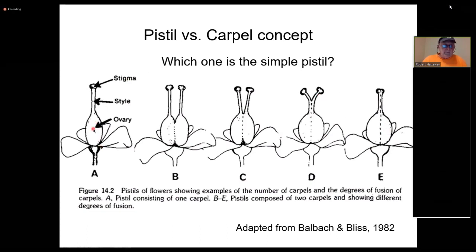This is a pistil made up of 1 modified leaf or 1 carpel. This is a pistil on the outside, but it's really made up of at least 2 carpels in this drawing. Okay, so what you see on the outside is not what you see on the inside. So the answer to this question is this one is a simple pistil. All the rest are comprised of more than 1 modified leaf, and therefore all of these are compound pistils.